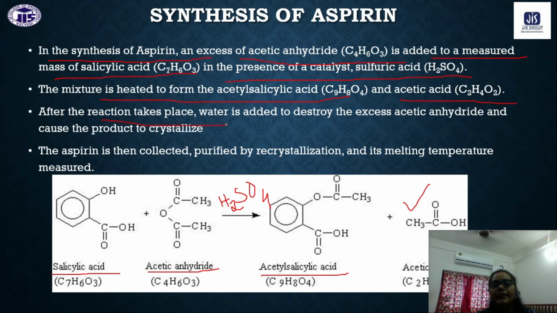After the reaction takes place, mind it, we have taken an excess amount of acetic anhydride, which is not healthy for us. So that excess acetic anhydride we have to remove. For that, a lot of water is added to destroy the excess acetic anhydride, which causes the product to crystallize. After removal of the excess, the acetyl salicylic acid can be crystallized. We have to crystallize our product.